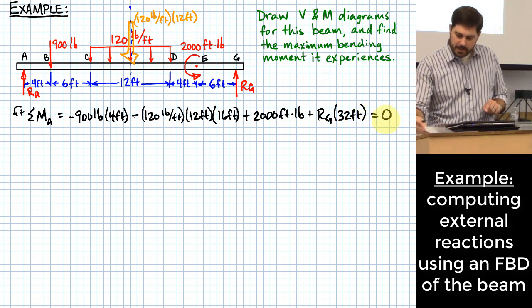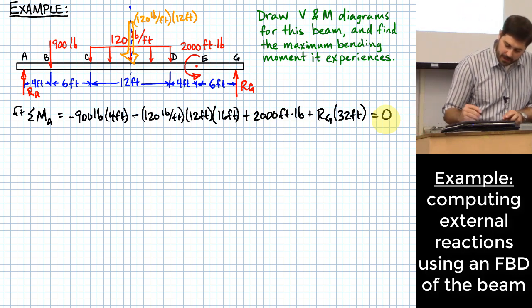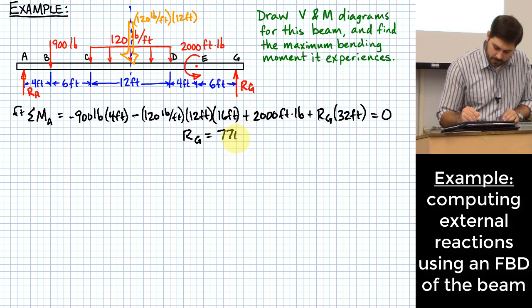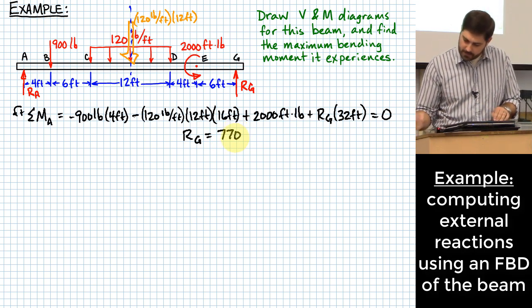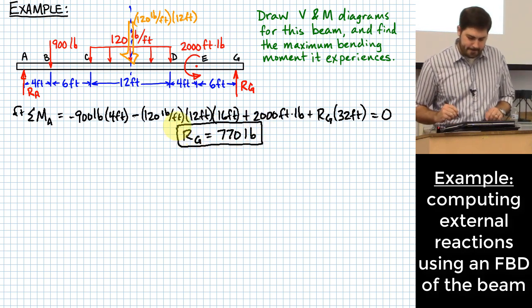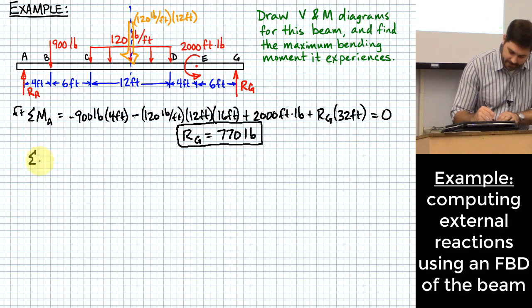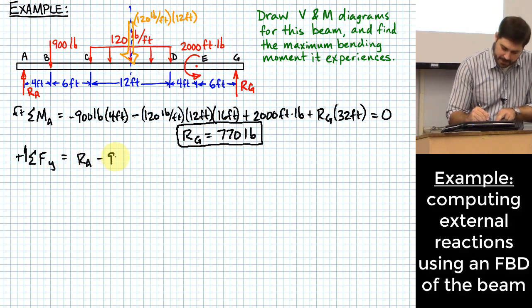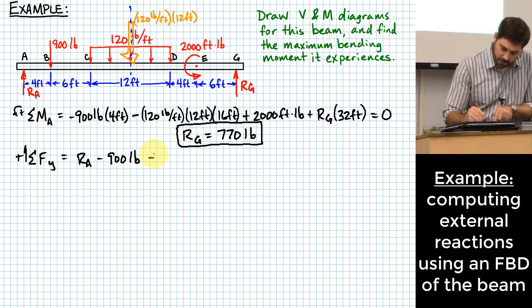Okay, in the interest of time, I'll just tell you how this comes out. RG calculates to be 770 pounds. Okay, how do I find RA? Summing forces in the y direction, I'll have RA minus 900 pounds minus 120 pounds per foot times 12 feet.